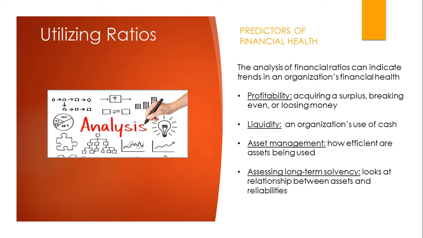All right, so utilizing ratios. The analysis of financial ratios can indicate trends in an organization's financial health. Here we have a list of the 4 most commonly used ratios to predict a nonprofit's future financial health. We have profitability, liquidity, asset management, and assessing long-term solvency.